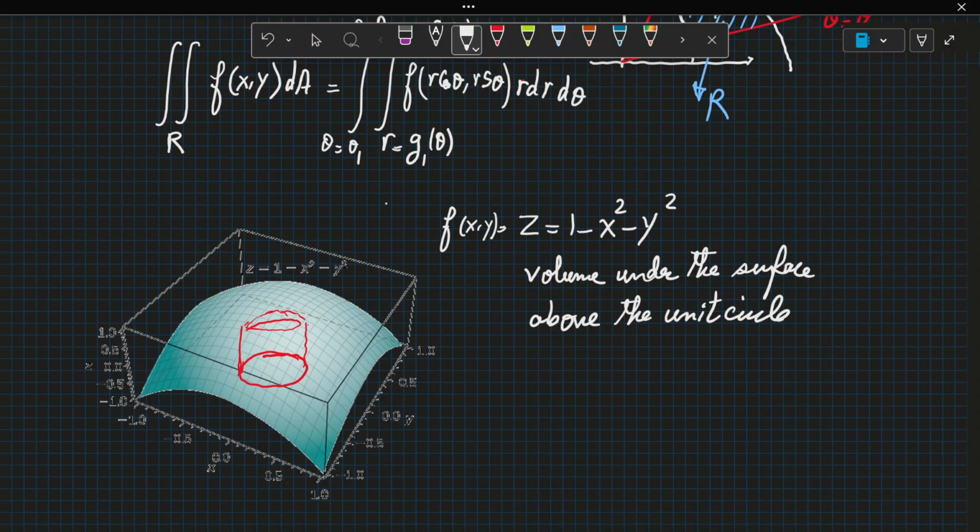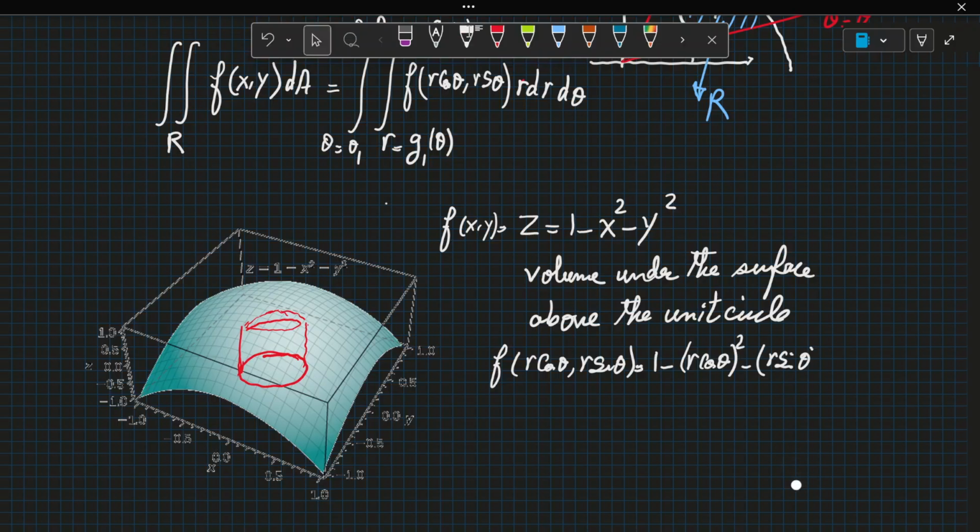Well, what is the easy way of writing this in polar coordinates? I convert f of x and y to f of r cosine theta and r sine theta. So that's going to be 1 minus r cosine theta squared, minus r sine theta squared. I can factor r squared out of cosine squared and sine squared, and that conveniently boils down to 1 minus r squared. So my f turned out to be a very friendly function.